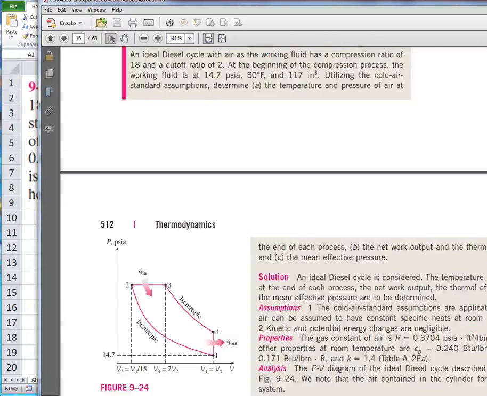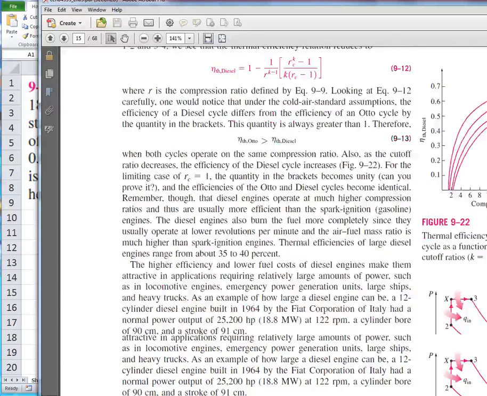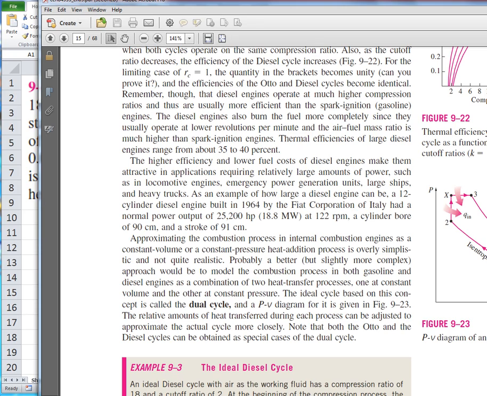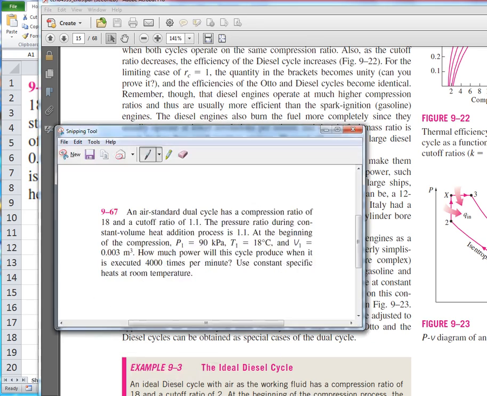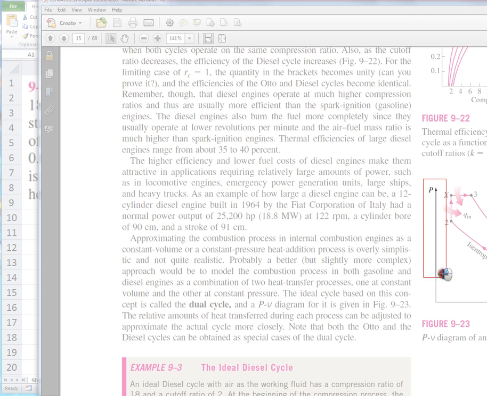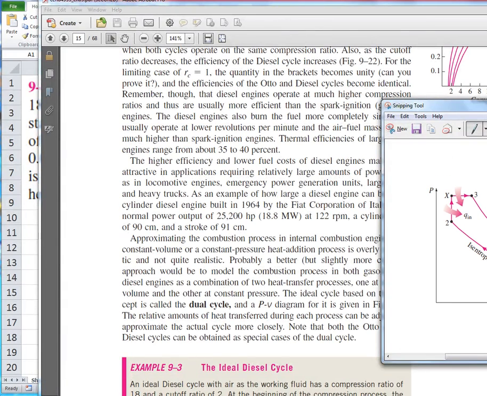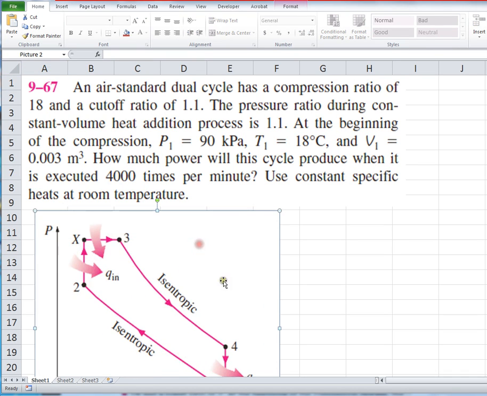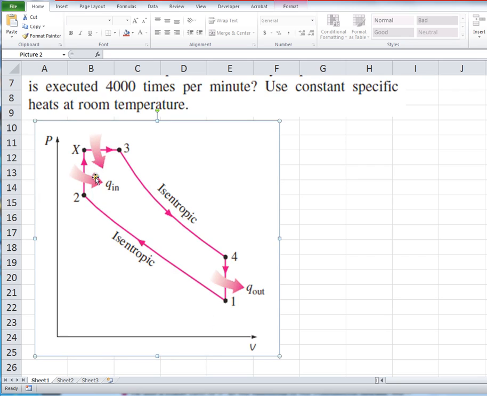Yeah, we're getting close. All right, here's our dual cycle here, figure 9.23. Not sure if you can see that, so we'll take a clip of it here and paste it in. Okay, so there's our dual cycle, and we'll use these state designations even though it's a little bit wonky to have that state X in there.